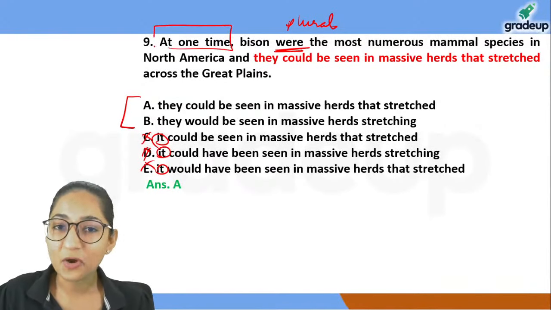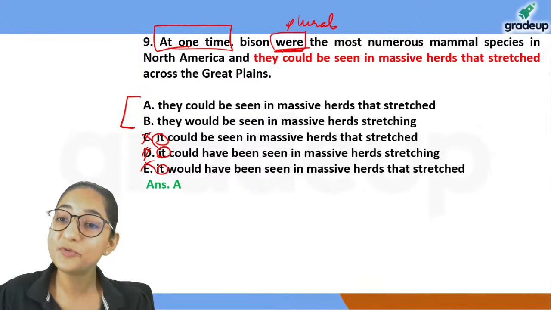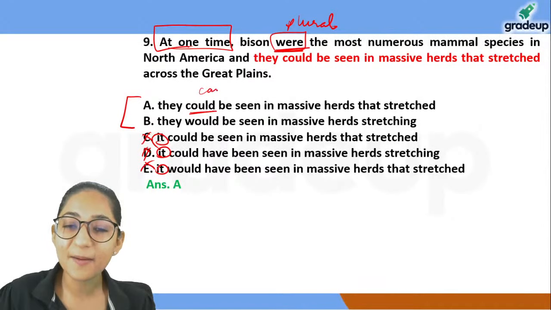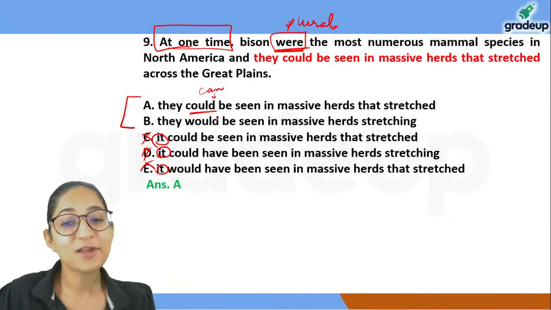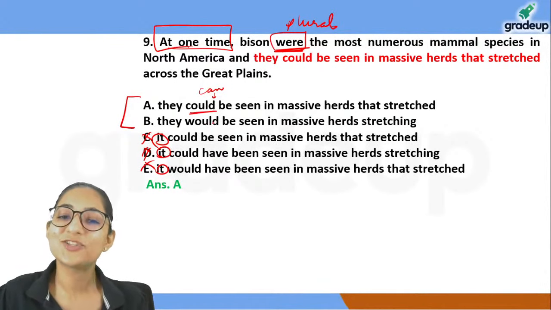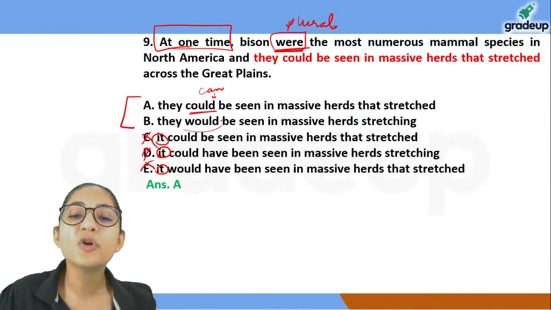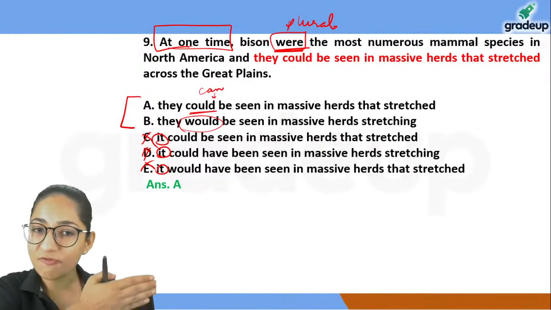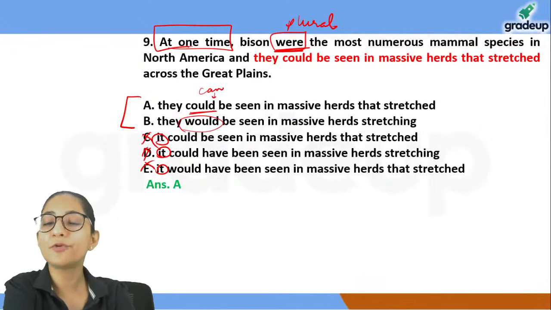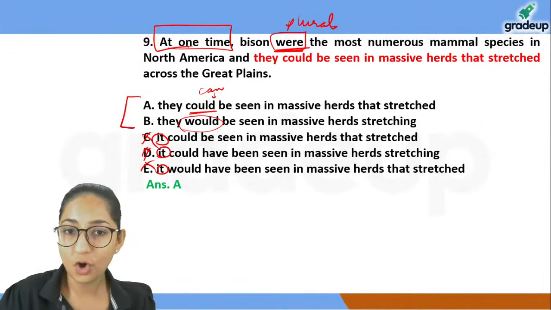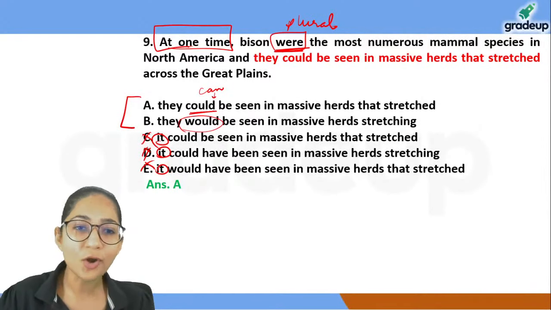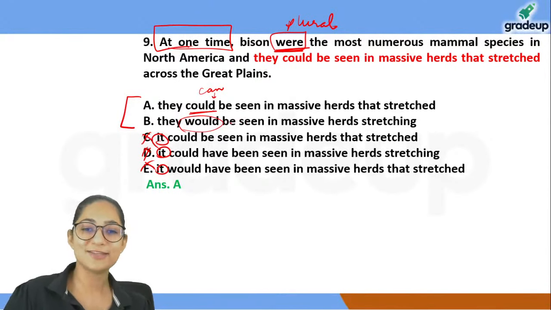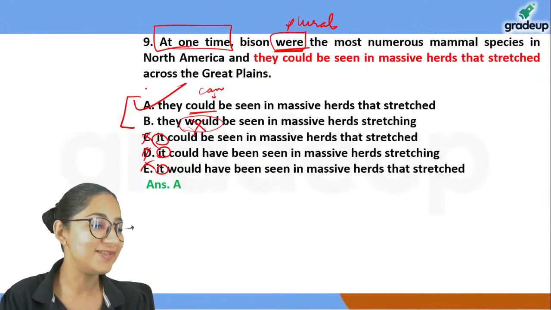So at one time, we're talking about the past. They were the most numerous mammal species in North America, and they could be, because could is the past form of can, seen in massive herds that stretched across Great Plains. I can't say they would be seen. Would is like in future, as in "He said that it would be." In the context of the past, you're not talking about will or future as such, and you're not talking about any desire. Would can also be used to express a desire or a wish, so that is not the structure. That is why would is out. Only option A will survive here.